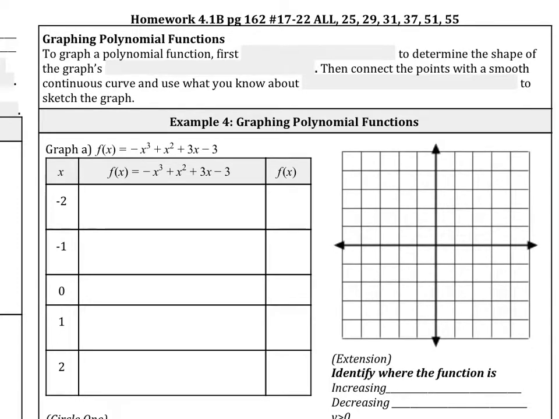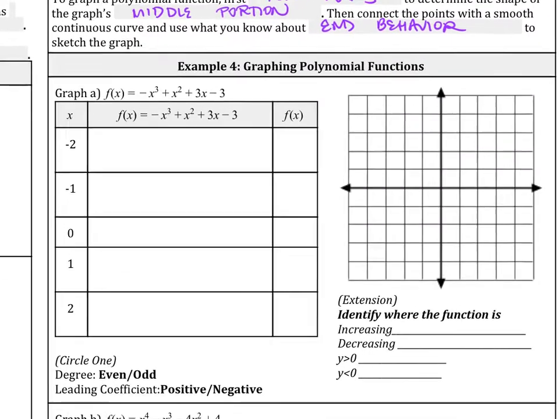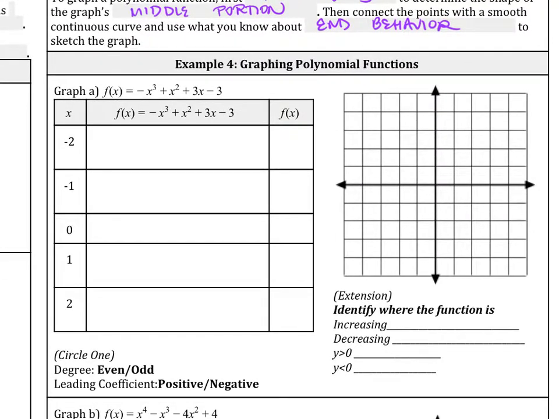Now let's take a look at graphing some polynomial functions. So to graph a polynomial function, we're going to first plot points to determine the shape of the graph's middle portion. Then connect the points with a smooth, continuous curve, and then use what you know about end behavior, what we just learned previously, to sketch the graph.